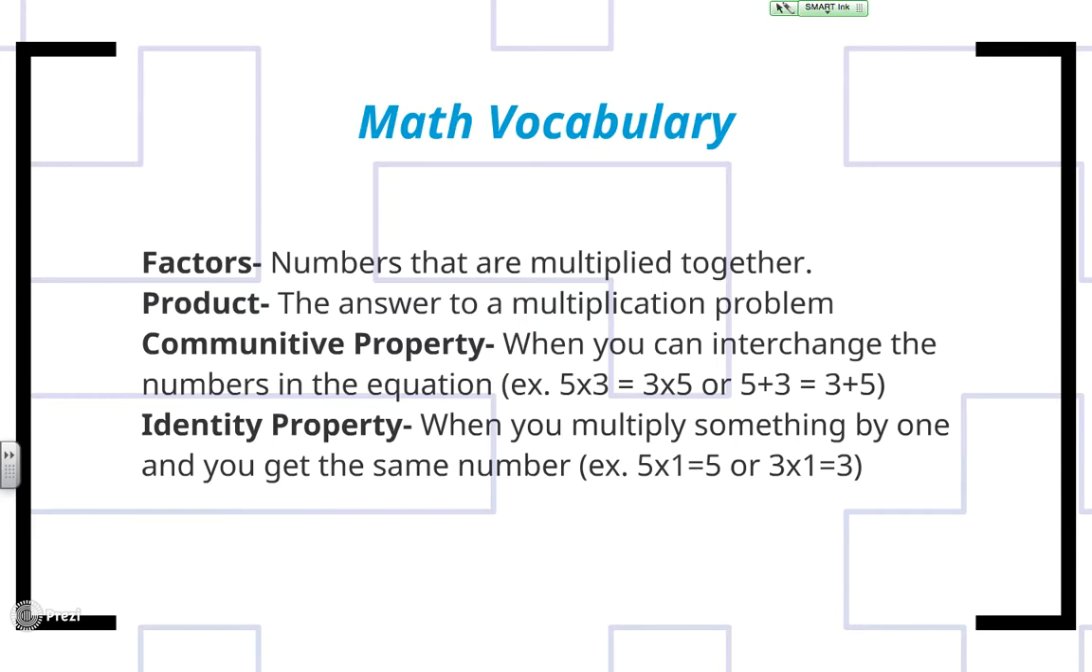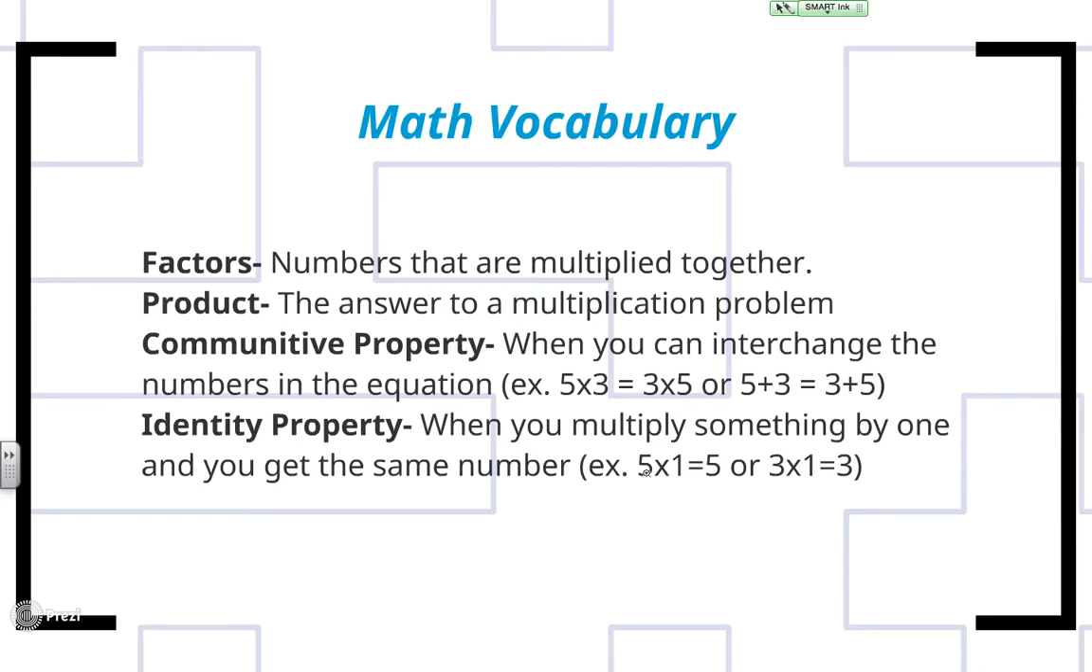The commutative property is when you interchange the numbers in an equation. For example, 5 times 3 is the same thing as 3 times 5, or 5 plus 3 is the same thing as 3 plus 5, right? Basically, they equal the same thing whether you change the numbers around or not.